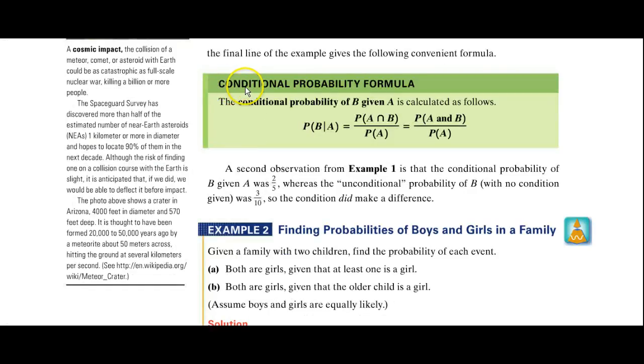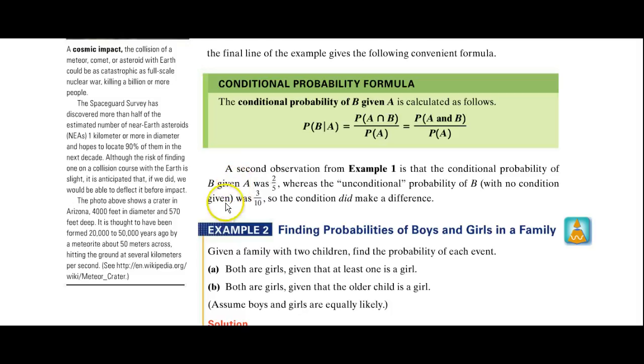So the conditional probability formula: notice this is the symbol for intersection, and we're replacing the intersection symbol with the word "and." So A and B, or A intersecting with B, over your sample space.